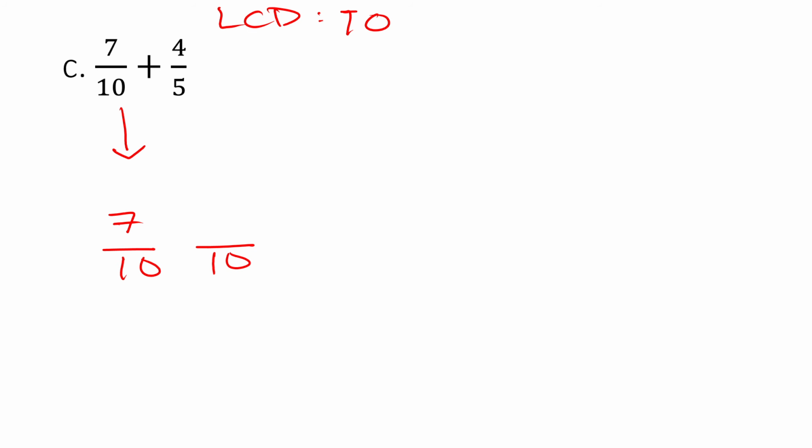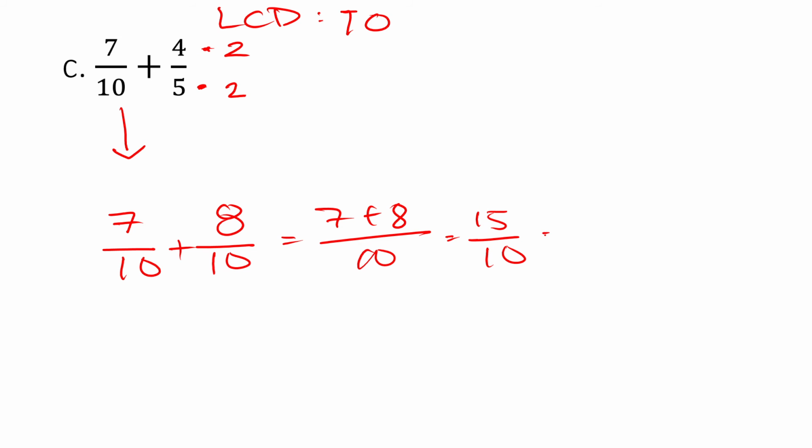How about the right fraction, 4 over 5? Do we need to change 4 over 5? Yes. Since we're multiplying 5 by 2, what number do we multiply 4 with? 2. 4 times 2 is 8. 5 times 2 is 10. Let's add. 7 plus 8 is 15 over 10. Or 3 over 2. Or 1 and 1/2.